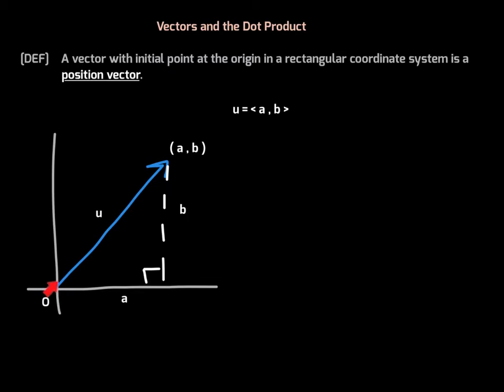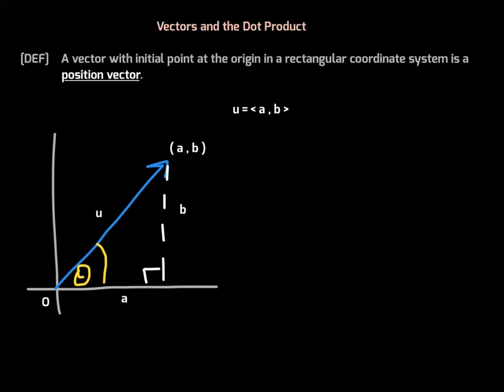vector. And also, what I want to add to the picture here is angle theta that is formed by the positive x-axis and the vector. I want you to notice that every position vector in the real plane corresponds to an ordered pair, a comma b, right? So where vector u terminates in the plane is at an ordered pair a comma b.